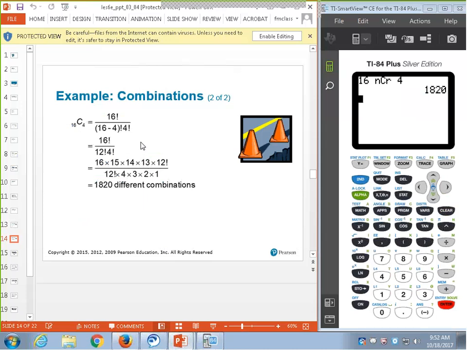And they do it with a formula. What happens is there's not as many combinations. So you do 16 factorial, and then you divide by 12 factorial, which is the n minus r, but then you have an extra 4 factorial, because there are 4 times 3 times 2 times 1 different ways of ordering them, and you've got to get rid of those. So that's why you have to divide by an extra factorial.